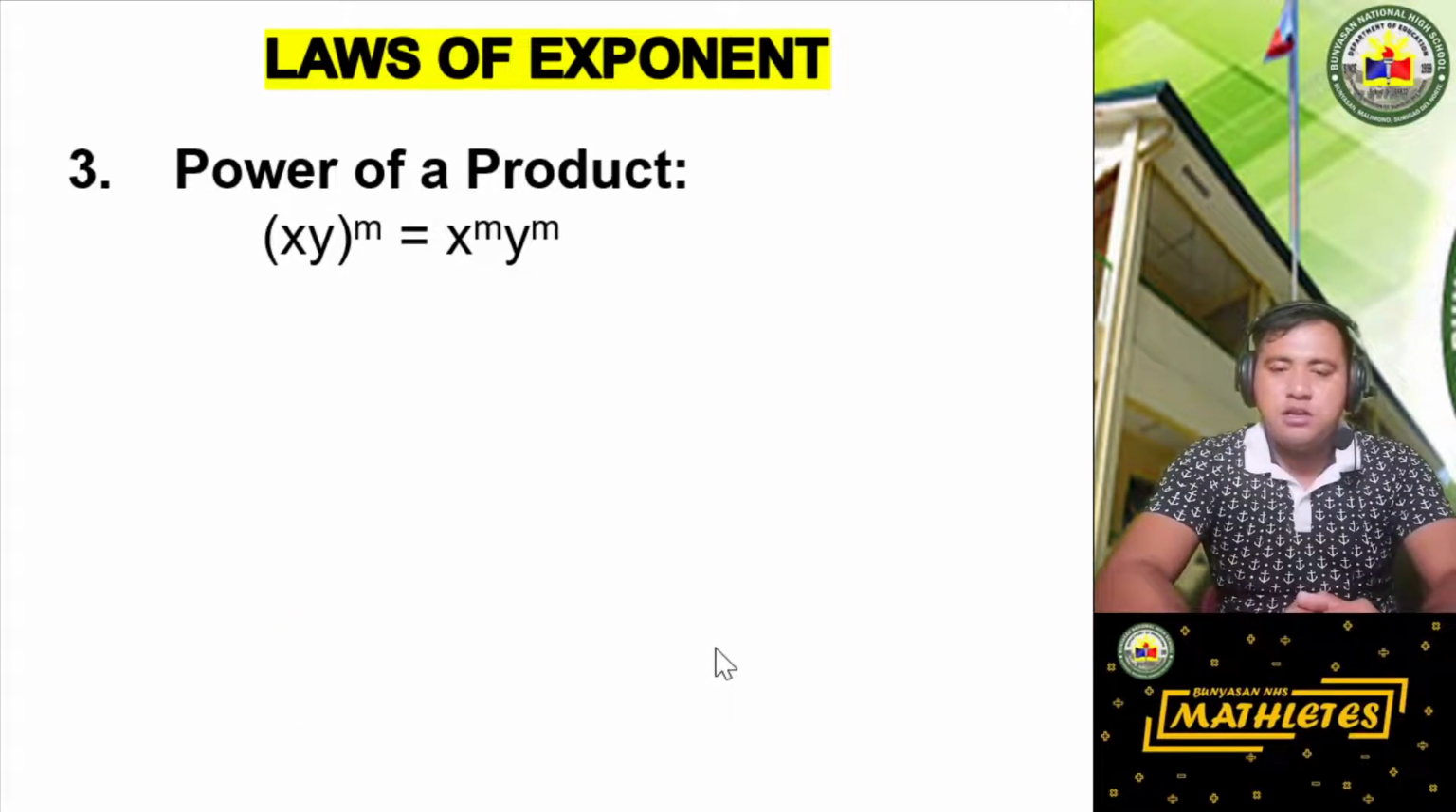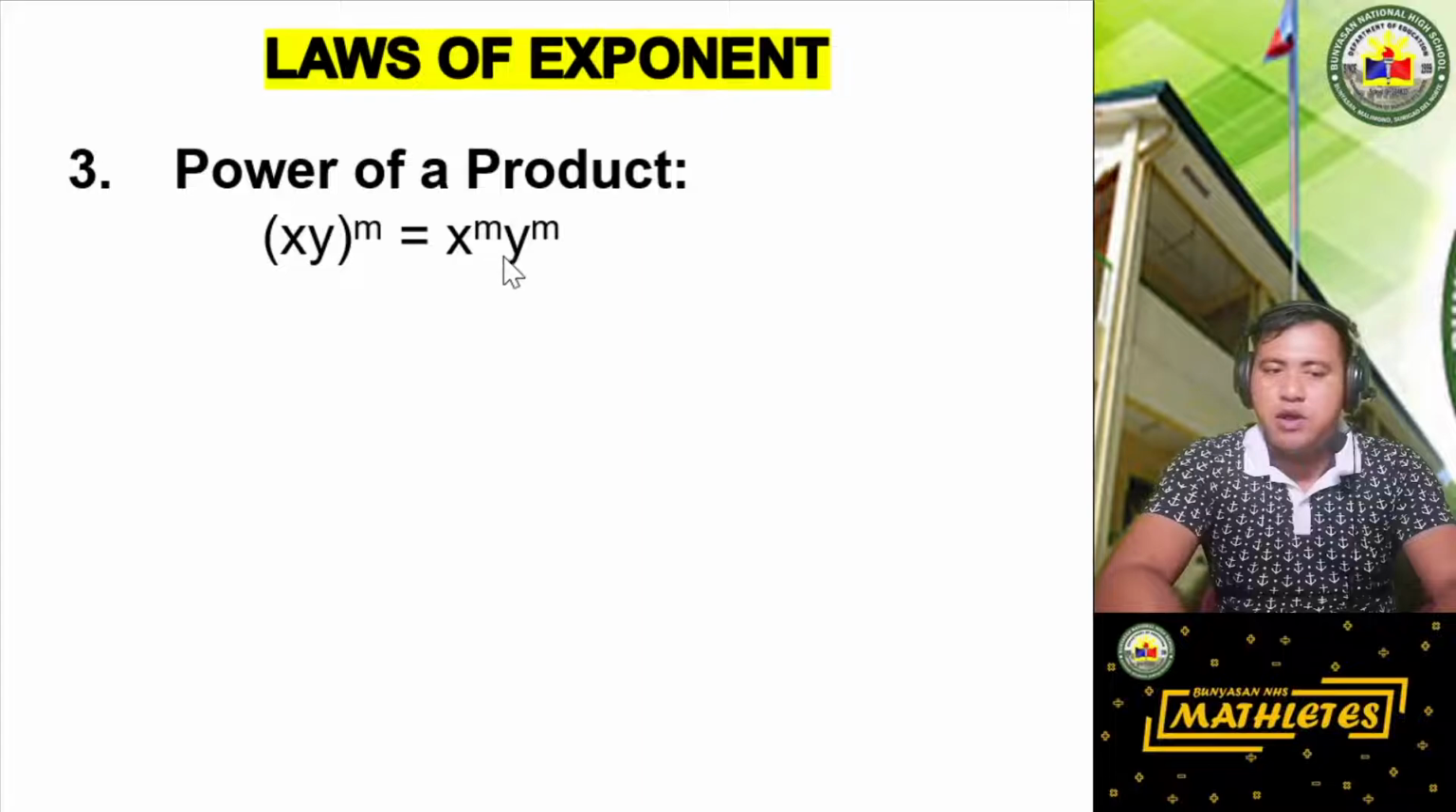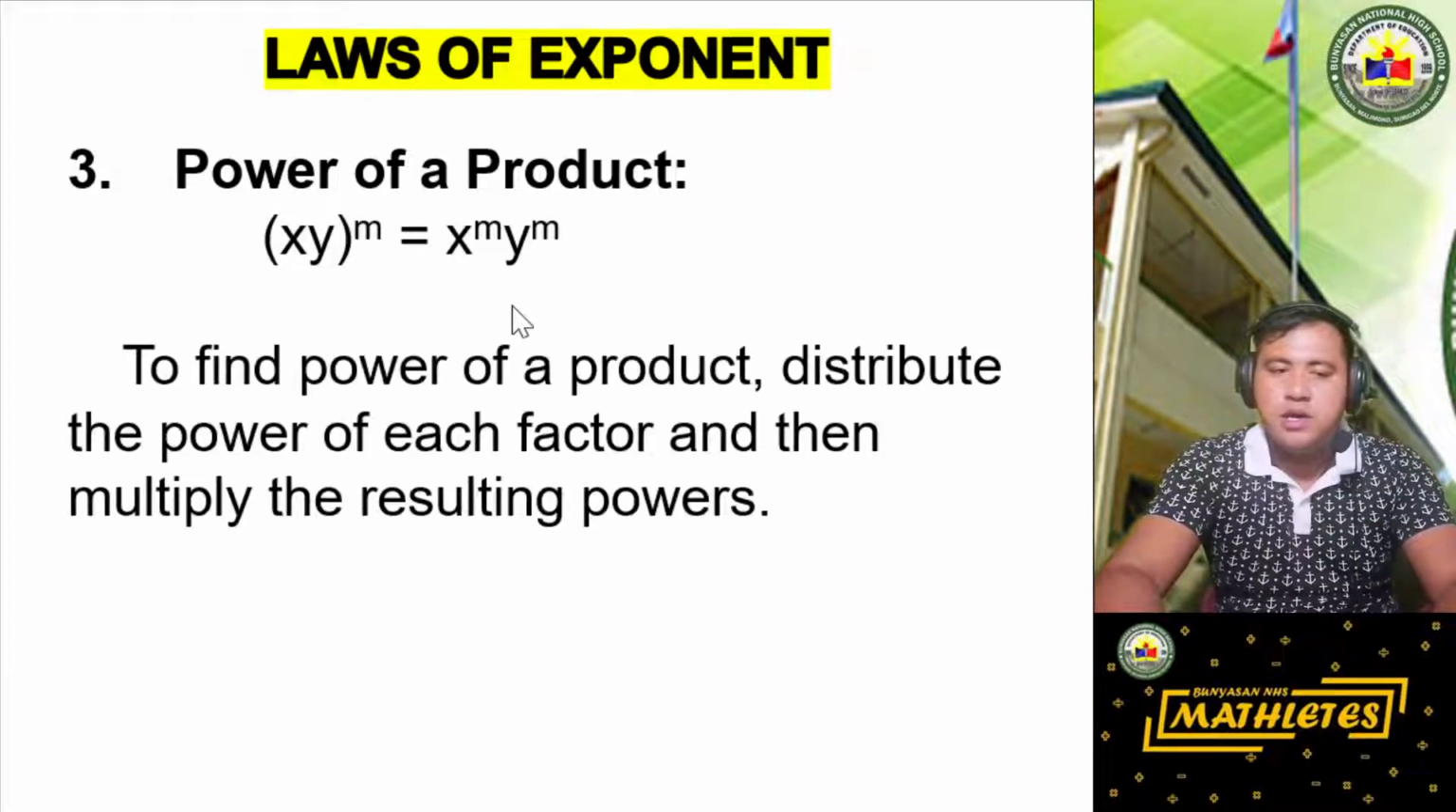Okay, the third rule, we have power of a product. That is the quantity xy raised to the power of m is equal to x to the power of m, y to the power of m. So, to find the power of a product, you have to distribute the power to each factor and then multiply the resulting powers. So, you just distribute the power.